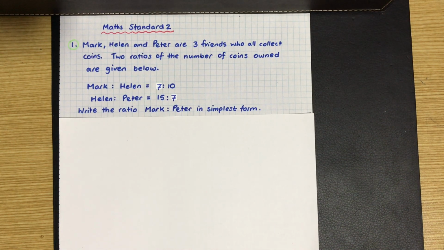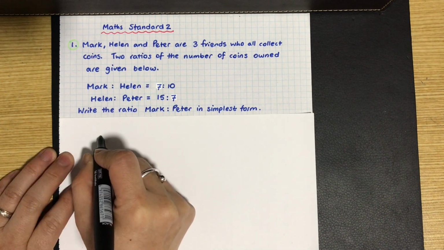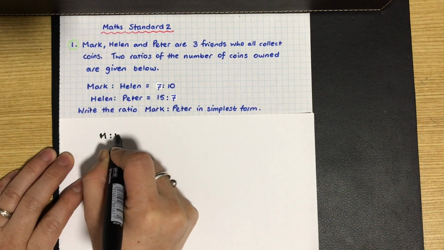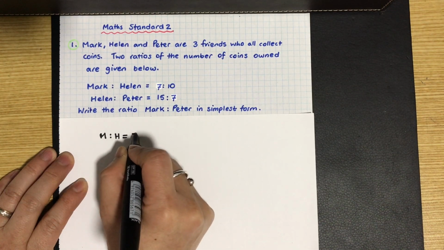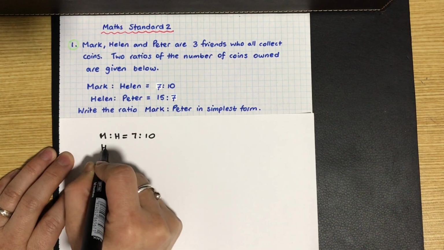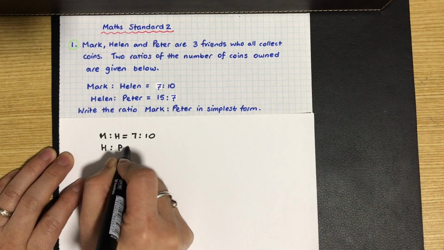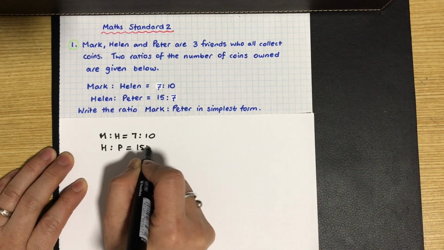Good thing about this is that we have Helen as a common in the 2 groups here. So I'm going to make Helen the same ratio parts, because at the moment she's in 10 parts on the first one and in the second she's in the 15 parts. So that's not going to work for us. Mark to Helen equals 7:10. Helen to Peter equals 15:7.